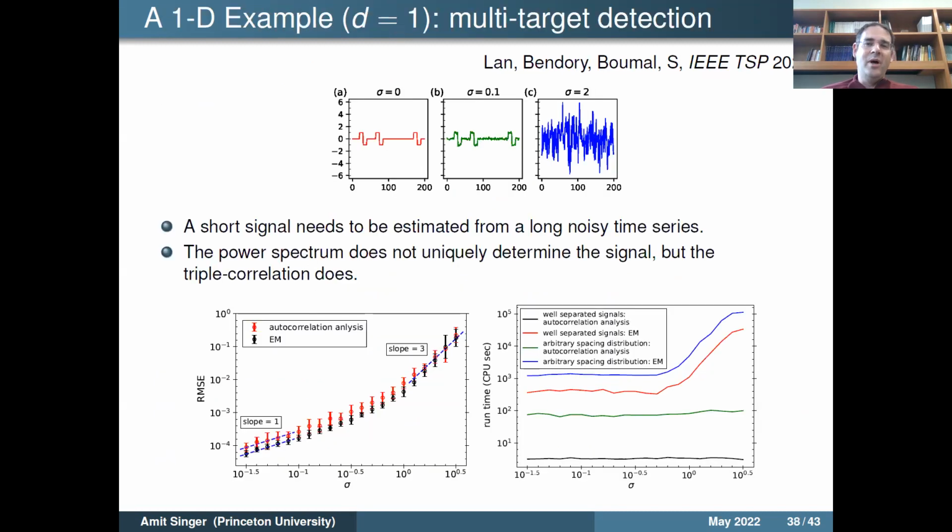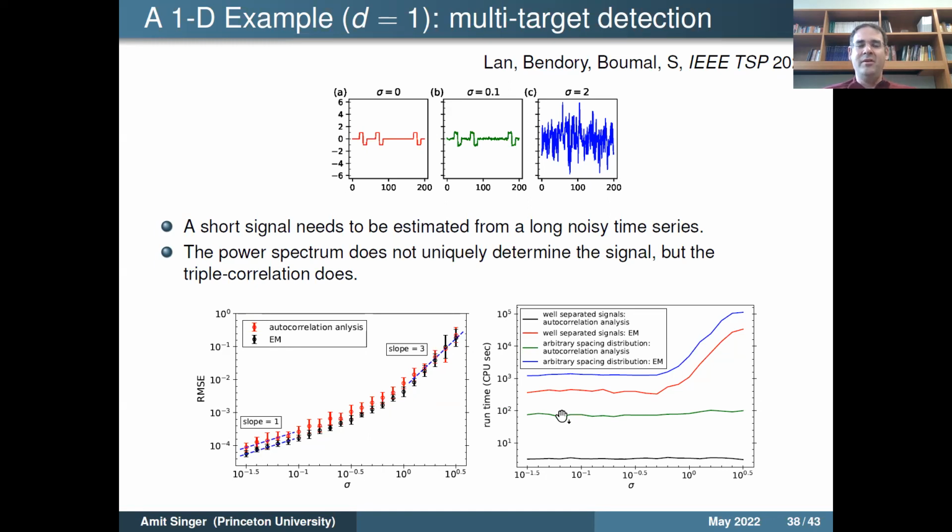And so in 1D it works very nicely, okay? So this is in 1D, and there are comparisons here that I show between autocorrelation analysis and EM. You see that the error is more or less the same. And here is the very nice story that the slope here is 3, meaning that at high noise variance or low SNR, you really need a number of samples that scales like 1 over SNR cubed. At high SNR, you need a number of samples that scales like 1 over SNR.